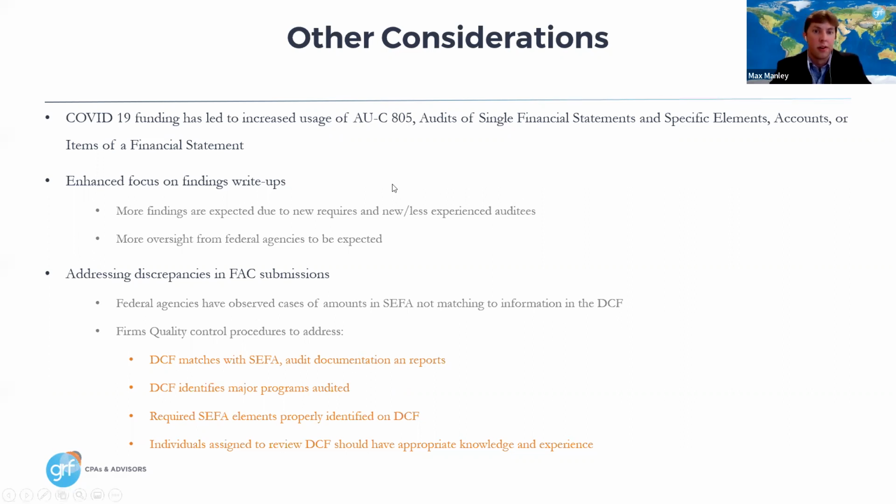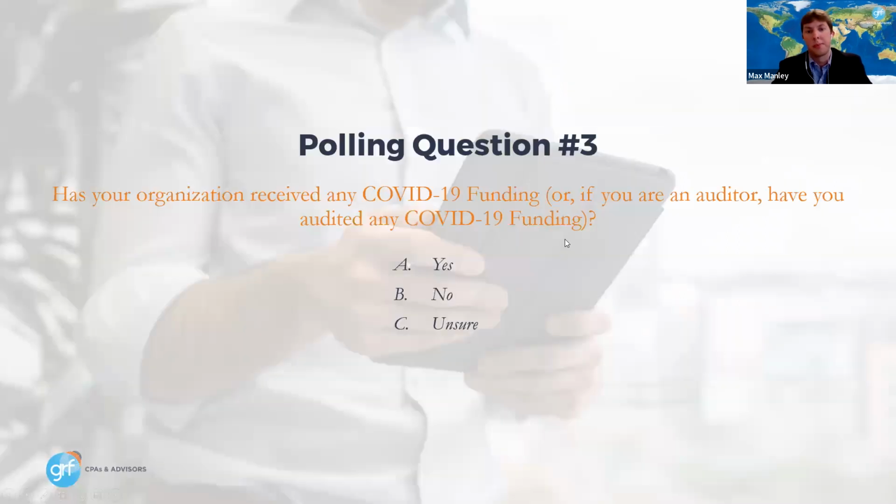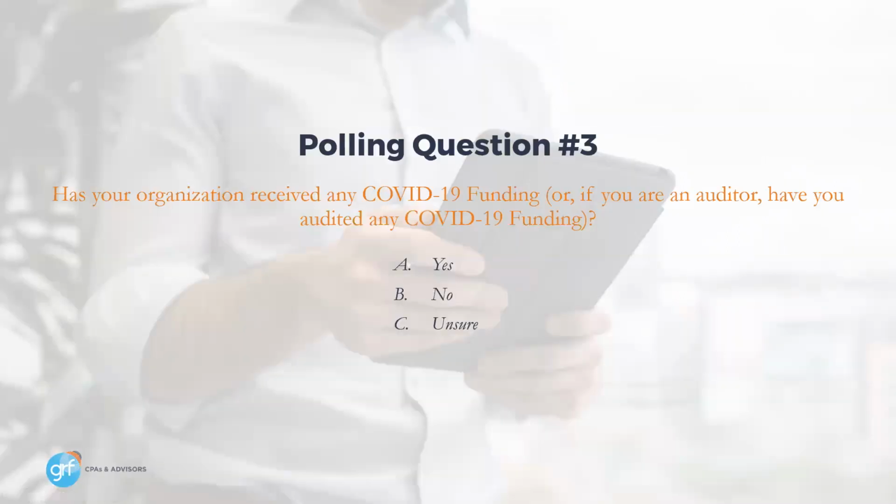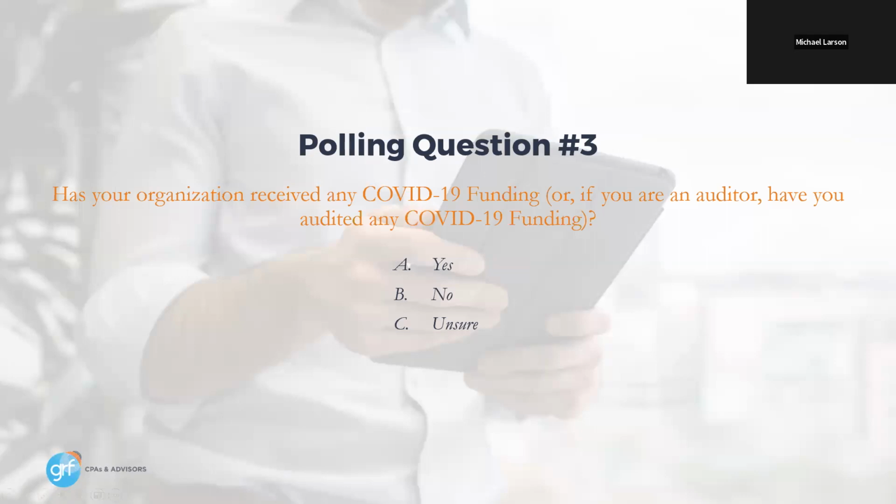I'm going to pause here for our final polling question before we wrap up. All right, so for the last question, has your organization received any COVID-19 funding? Or if you are an auditor, have you audited any COVID-19 funding? A for yes, B for no, C for unsure. Please take a moment to now answer.